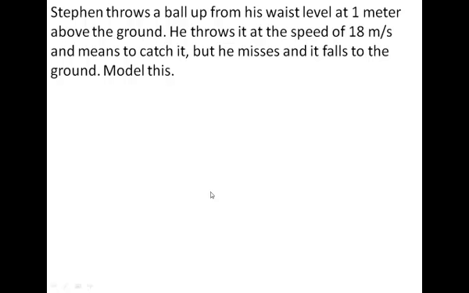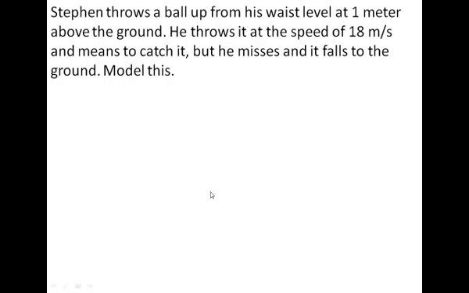The projectile motion function is when you toss something straight up in the air and you let it fall. So let's look at a problem like this. Stephen throws a ball up from his waist level at 1 meter above the ground. He throws it at the speed of 18 meters per second and means to catch it, but he misses and it falls to the ground.